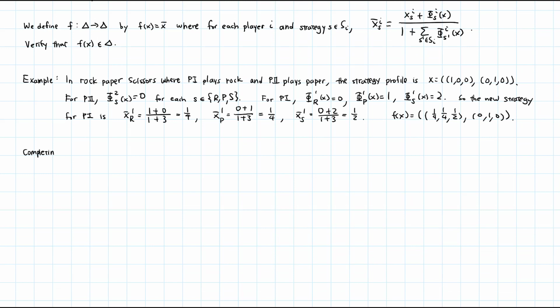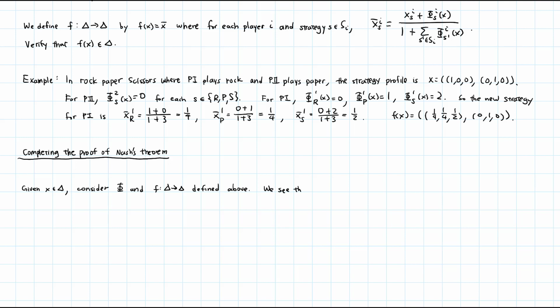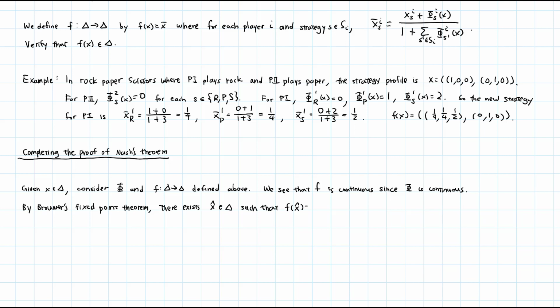We are now a few short steps away from completing the proof of Nash's theorem. Given a strategy profile x, consider the phi function and the f function defined above. We see that f is continuous since phi is continuous. Together with the fact that delta is a convex and compact set in the finite dimensional space, we can use Brouwer's fixed point theorem to say that there exists a strategy profile x hat such that f of x hat is equal to x hat. It is a fixed point.